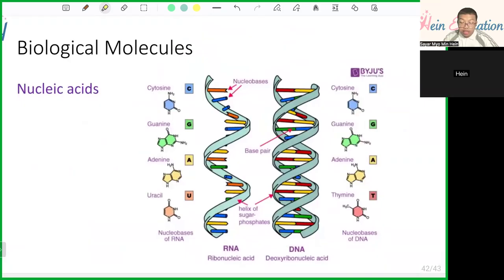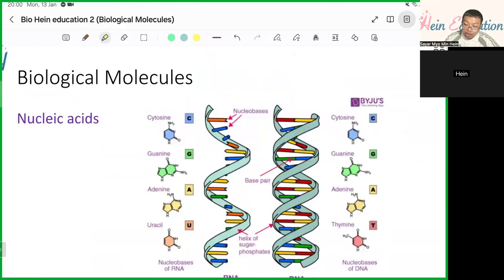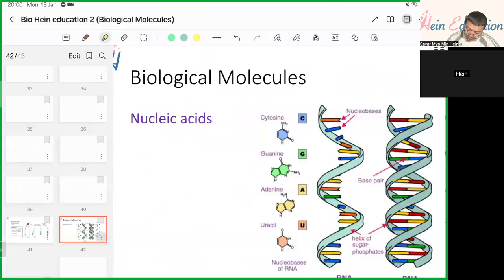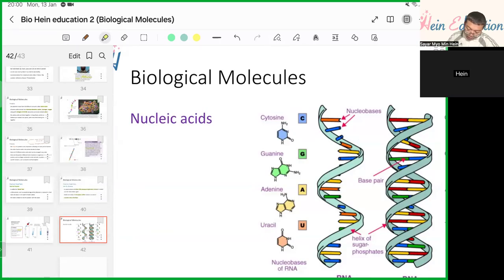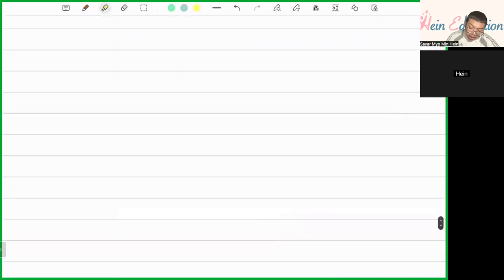The last biological molecule is nucleic acid. We get two different nucleic acids, DNA and RNA, right? DNA is deoxyribonucleic acid and RNA is ribonucleic acid. And they are made up of nucleotides. So let me add one page, and then I will have notes written on there for you. So let's look at it.